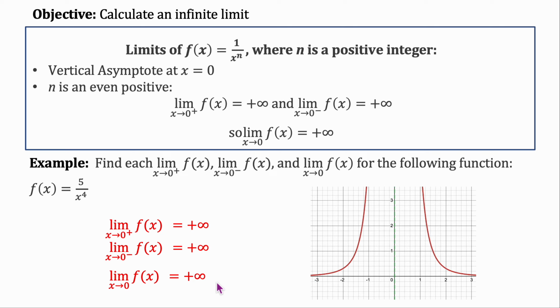But let's look at the graph to verify that. We see this is our function, 5 over x to the fourth. Both the right end and the left end are indeed heading to positive infinity.